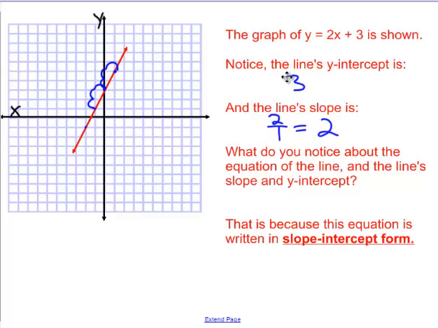I ask you, what do you notice about the equation of the line and the line's slope and intercept? Well, let's look at this. The equation of the line, here's a 2 and here's a 3. And so now we're seeing the slope-intercept form idea, that the slope and the y-intercept are actually going to be shown in the equation when it's written in slope-intercept form.